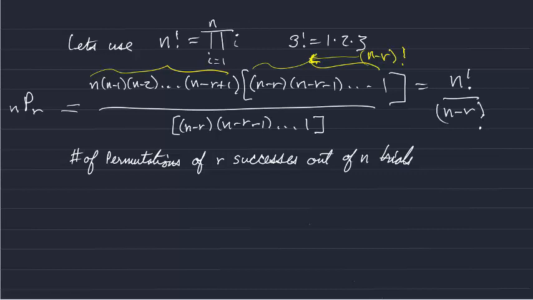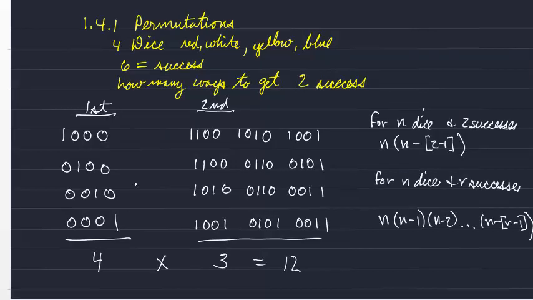Alright, so the next topic is combinations. This is section 1.4.2 of Wessel. And I'm going to return back to our diagram of our dice here. And let me go ahead and erase all this.